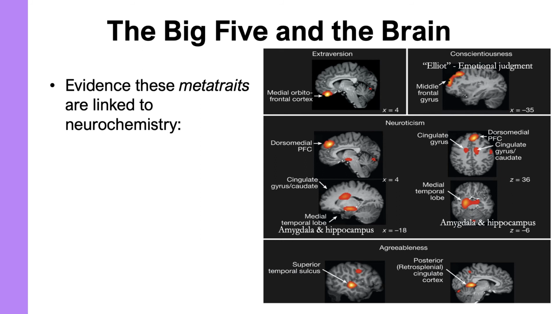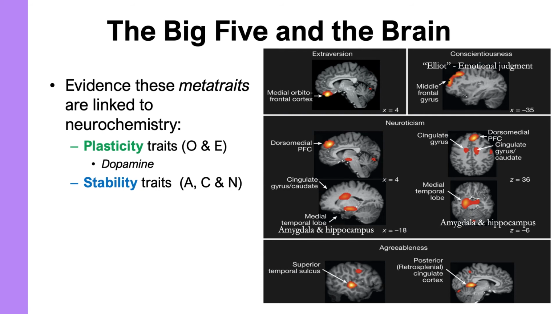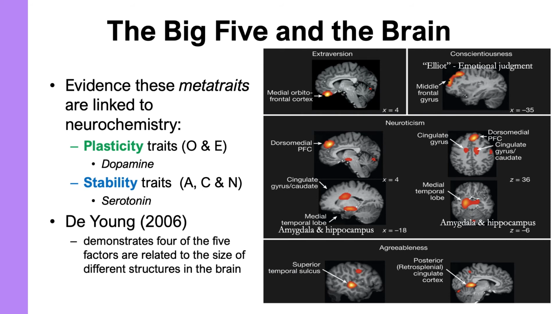He also demonstrates, and you'll see this in this infographic with different images, that 4 of the 5 factors are associated with the size of different structures in the human brain. And you'll see that extroversion is associated with frontal lobe size, and that's not surprising considering there is evidence that extroversion is associated with functioning of the frontal lobes.